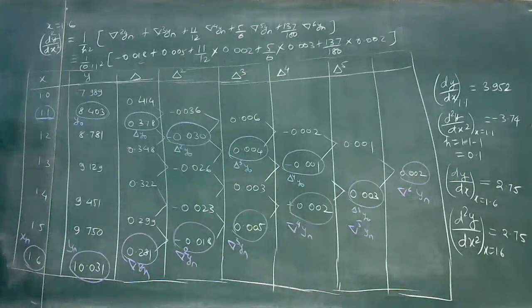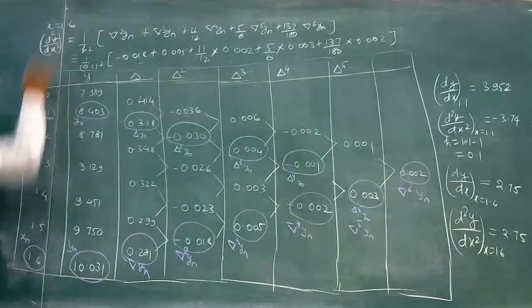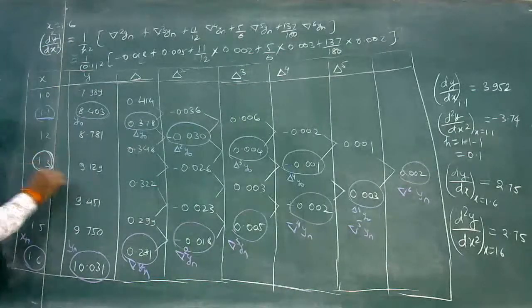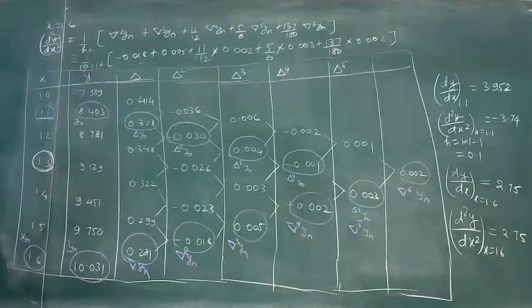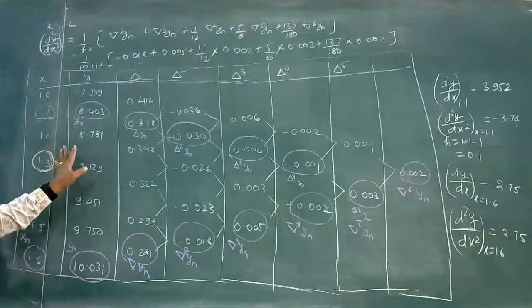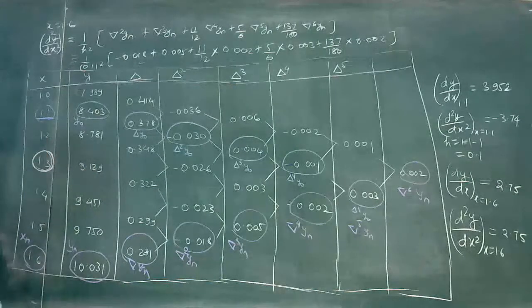And if you want to find the value of dy by dx at the center or middle of the table, we use Stirling's and Bessel's formula, which we have covered in the last class. Okay, so any doubt in this part?